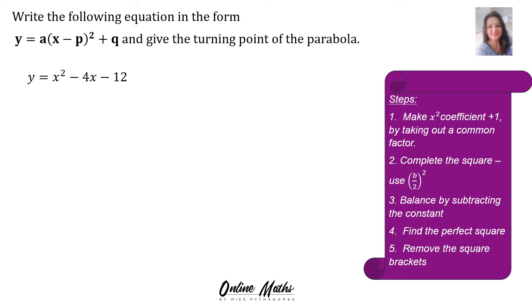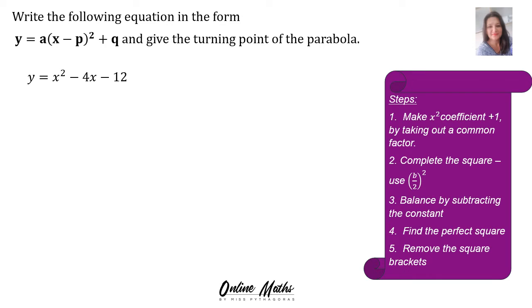Now the question says, write the following equation in the form y is equal to a bracket x minus b squared plus q, in other words turning point form, and give the turning point of the parabola. The parabola that I'm giving you here is y is equal to x squared minus 4x minus 12.